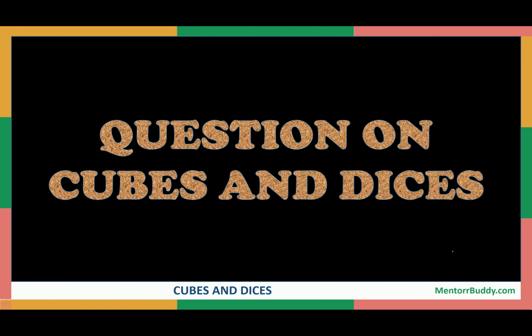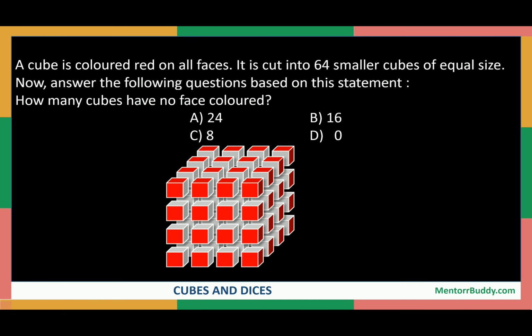Here we have a short video based on cubes and dices. So let's see our question. The question says a cube is colored red on all faces. It is cut into 64 smaller cubes of equal size. Now answer the following question based on this statement. How many cubes have no face colored? Four options have been given: 24, 16, 18 or 0. We need to choose one correct option.